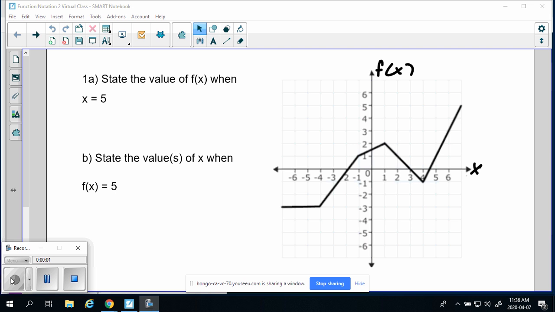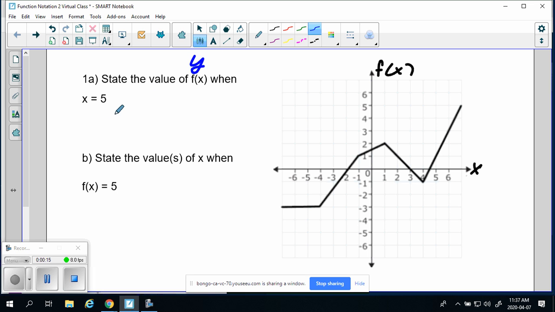State the value of f of x when x is equal to 5. So in the first example, they have given you an x value and they want you to find the y value. Remember that when they write f of x, this really means the same thing as y. So if they have given you the x value, then you can look it up on the graph. You don't have an equation to plug it into, but you can look it up.